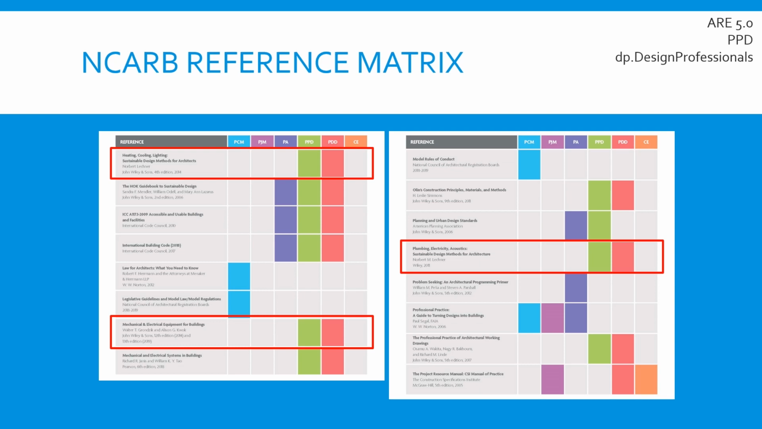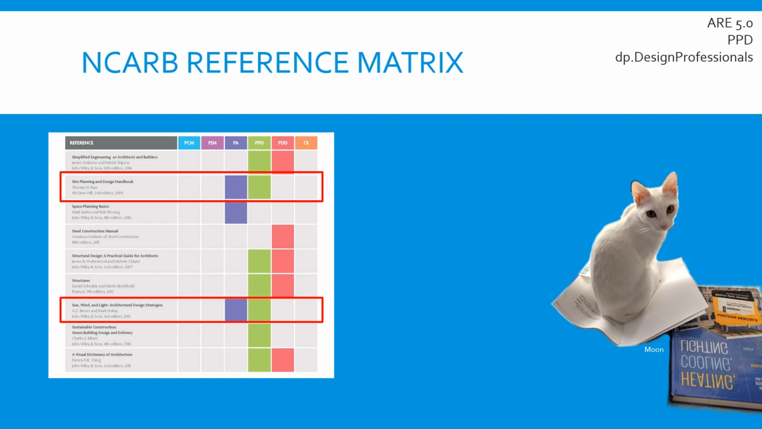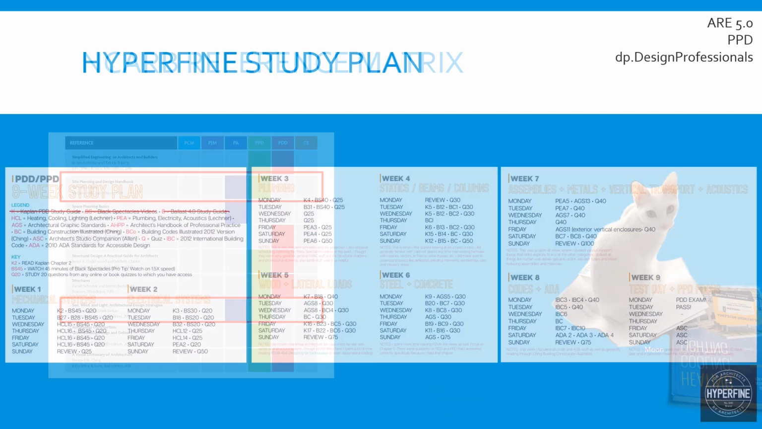These are great books. They have great diagrams. You don't need to read every single page, but pick and choose which chapters you read to either refresh on information or understand information better. The last two reference books I'm recommending from the Matrix are Site Planning and Design Handbook and Sun, Wind, and Light. Again, pay special attention to the diagrams in these books and you should be good to go.